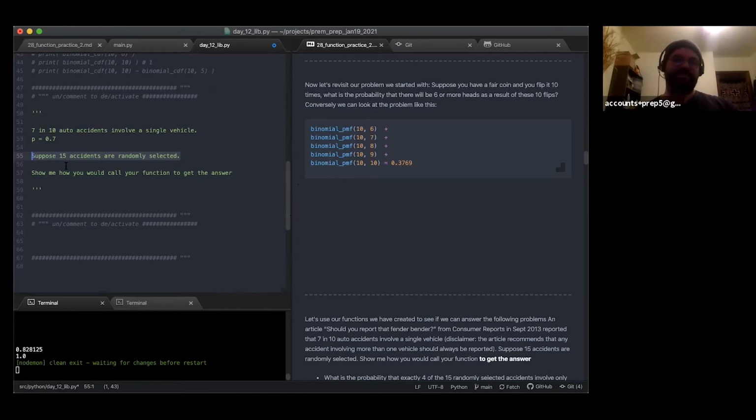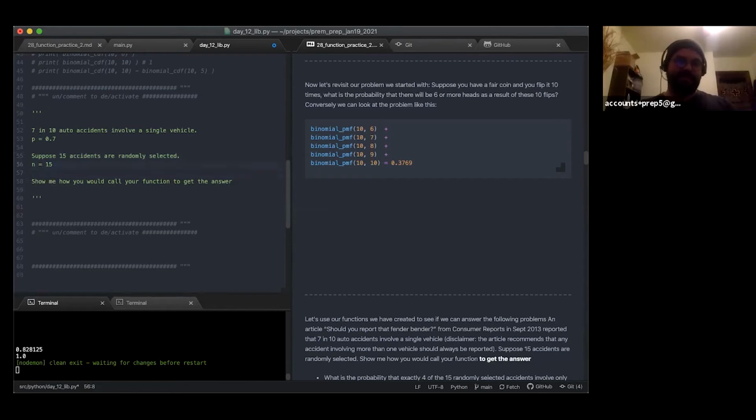Cool, yeah, so this is our number of events, which is our n, right? So this will be n equals 15. We don't have a k in here yet because that's going to come later. That part will come when we ask specific questions, but this sort of lays the foundation.